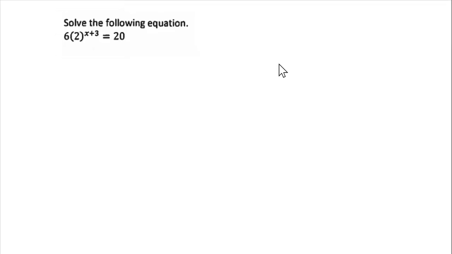Okay, so this is a log slash exponential equation problem. What we're trying to do here is solve for x, so we want to get x by itself. How do we do that?